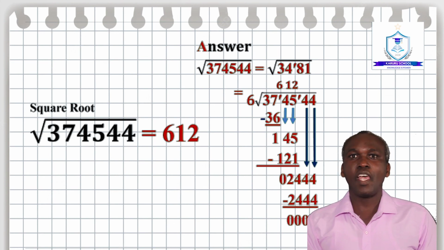This brings us to the end of our presentation today. We reviewed the squares of numbers from 1 to 10 and also reviewed the square root of squares resulting from numbers between 1 and 10. We also determined the square root of numbers using the pairing method.